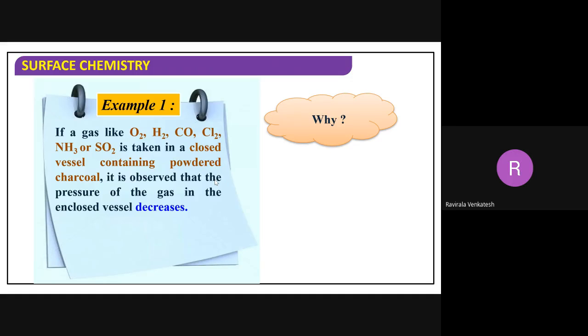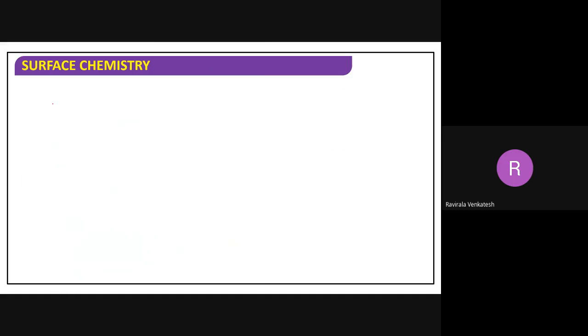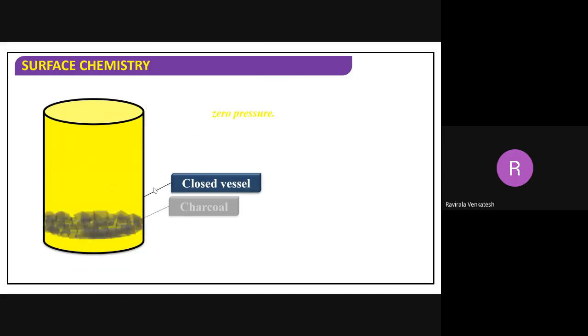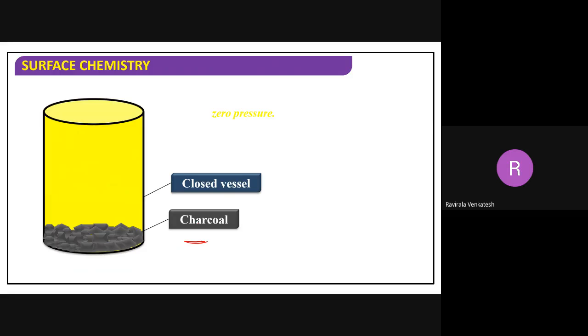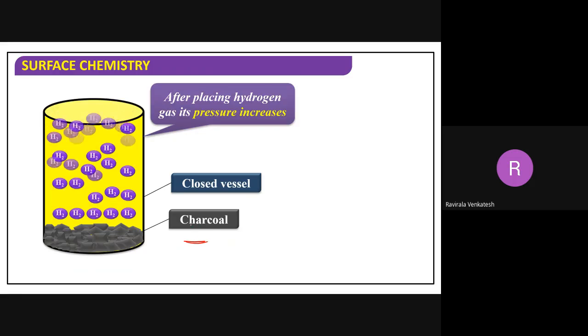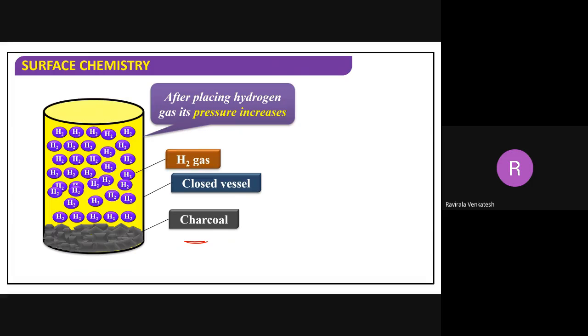If gases like oxygen, hydrogen, carbon monoxide, chlorine, ammonia, sulfur dioxide are taken in a closed vessel containing charcoal, now this charcoal is the adsorbent, and these gases can be taken as adsorbates here. The closed vessel has charcoal, and we maintain zero pressure in this case. So we are placing some adsorbates here. This is the adsorbent, and you are placing the adsorbates here.